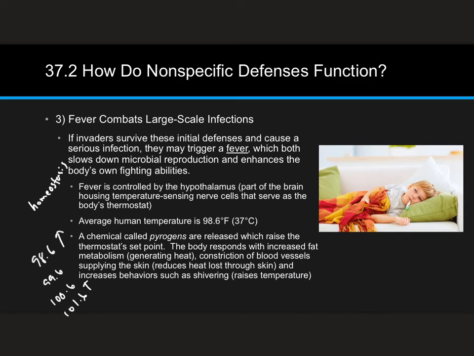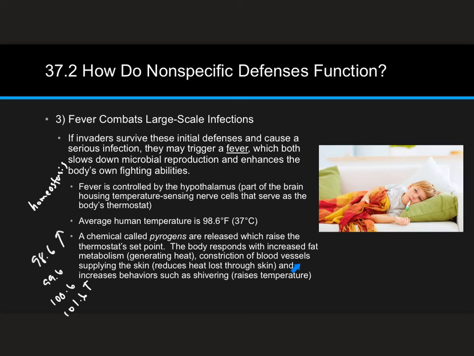But what does this actually do? What does the fever do? The body responds by increasing fat metabolism. So how does it actually increase your temperature? Well, it starts burning some of your fat reserves. That's why people that have fevers or get sick for several weeks, like with the flu or pneumonia, generally lose a lot of weight. One, they're not eating a whole lot, but two, their body starts burning a lot of fat to try to raise their temperature to combat this stuff.